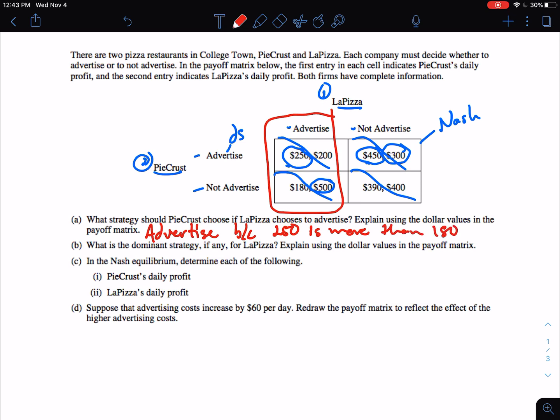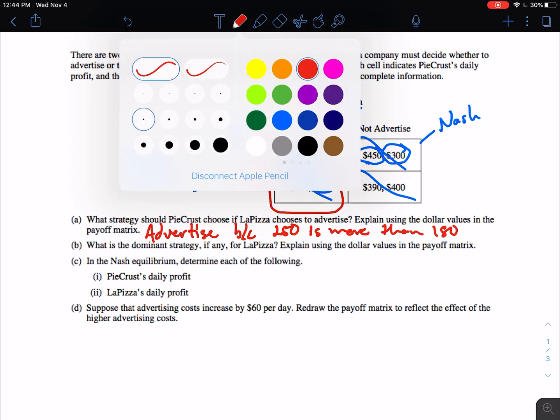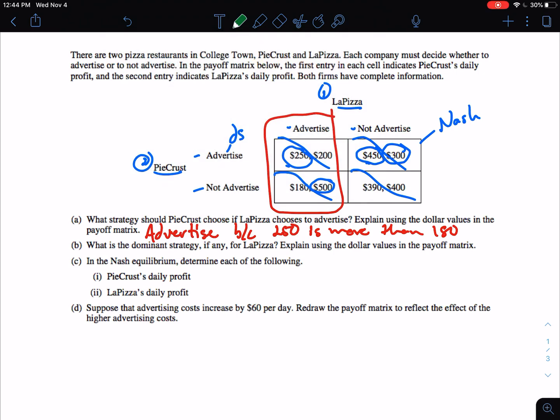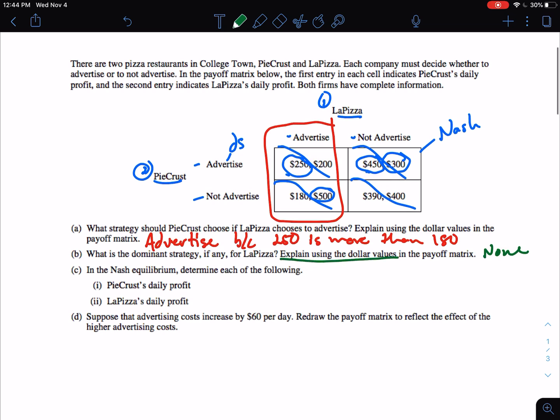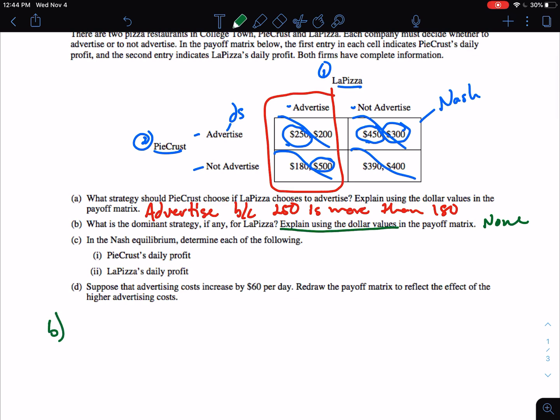So obviously you should be doing all of your answers in the big white space at the bottom, but I'm doing it so I can show you everything in the same period without scrolling up and down. What is the dominant strategy, if any, for La Pizza? Explain using dollar values in the payoff matrix. So La Pizza, we figured out, does not have a dominant strategy. Okay, so the answer here is none. There is no dominant strategy. Again, we have to explain using the dollar values in the matrix, though, and I'm going to run out of room, so we'll do B down here.